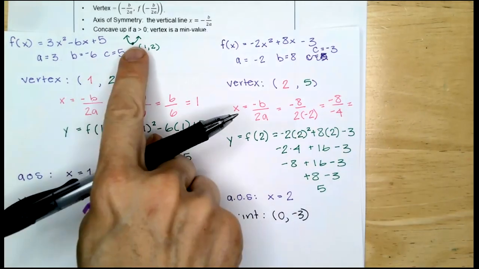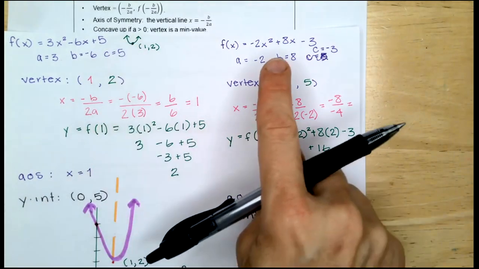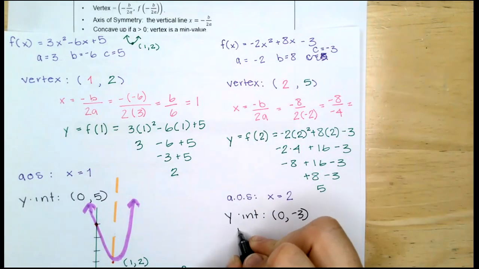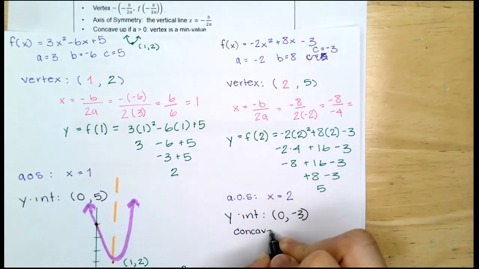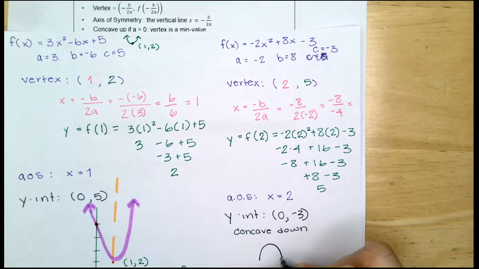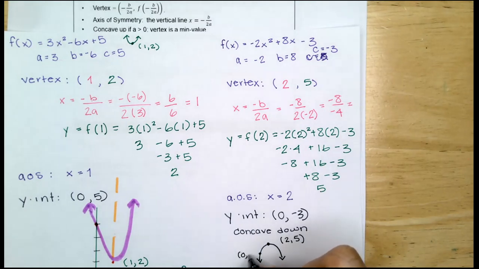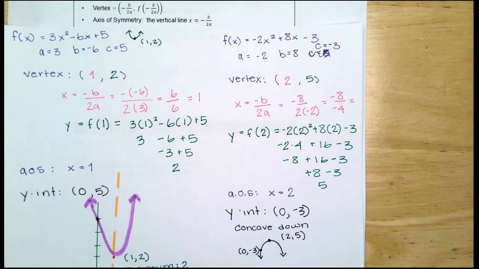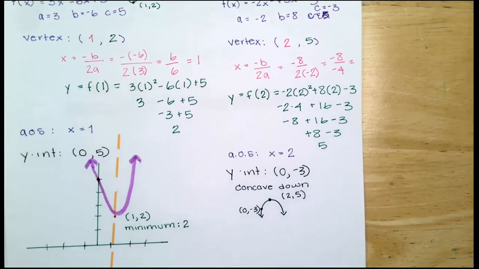It's also good to note this one was opening up, or concave up, before. Because that's a negative a, this is concave down. So I'm going to have a parabola that is concave down. My vertex is going to be at 2, 5, and it's going to cross the y-intercept at 0, negative 3. So either here or here is going to be 0, negative 3.